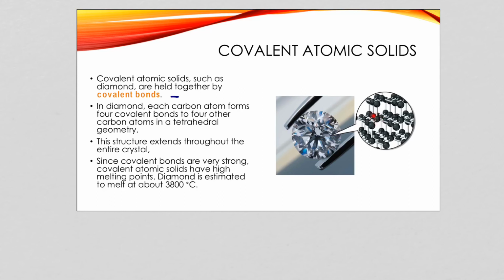So this makes this a very rigid, very hard to break down solid, right? You'd have to break some of these covalent bonds to get this to melt, and that's going to be really difficult to do. These bonds are very strong, and so covalent atomic solids will tend to have really high melting points. Diamond, for example, has a melting point right around 3,800 degrees, so even much higher than an ionic solid like sodium chloride. Covalent atomic solids have extremely high melting points.